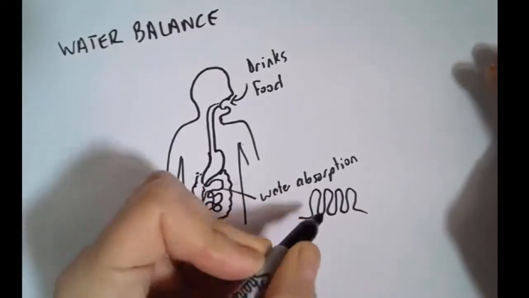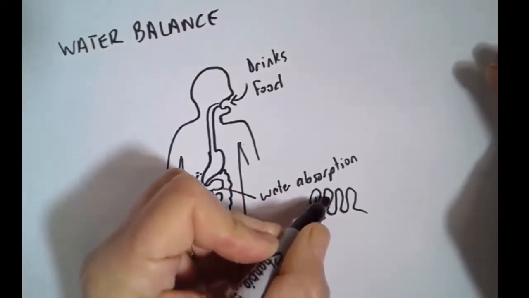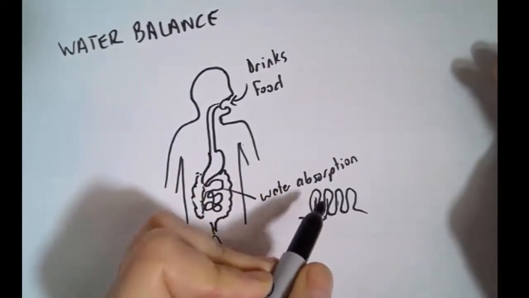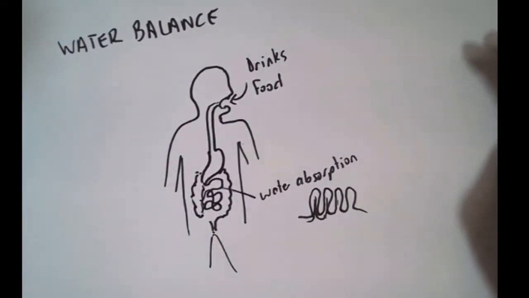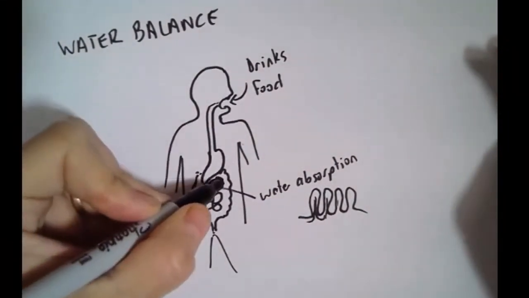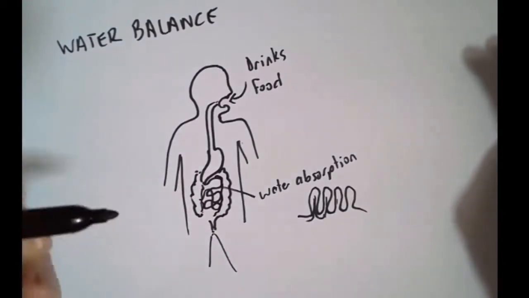It's got a very large surface area. We've got the blood vessels that run in between here, and so the water and the glucose, etc., is able to go through and get absorbed into the blood. So that's one of the main roles of the small intestine.